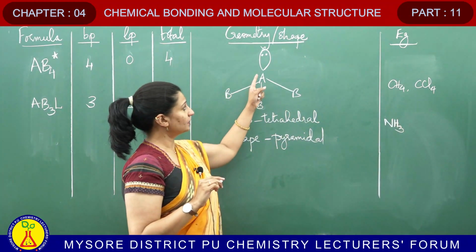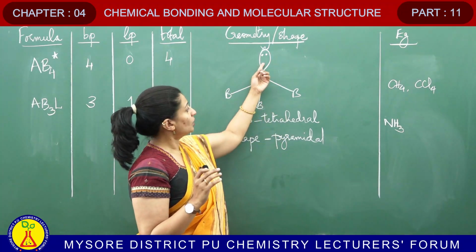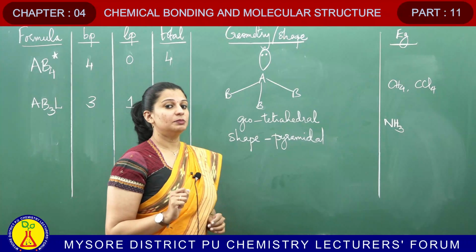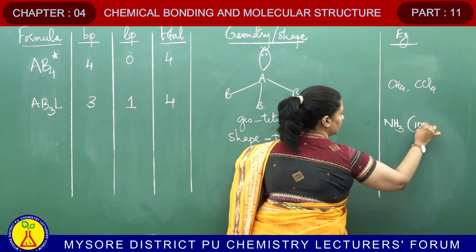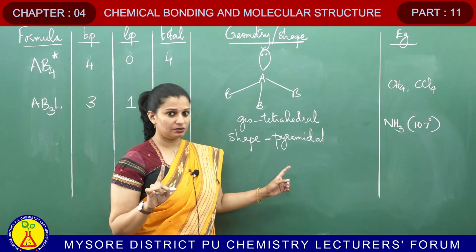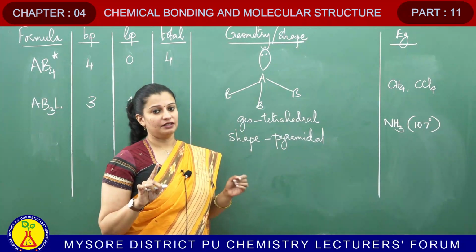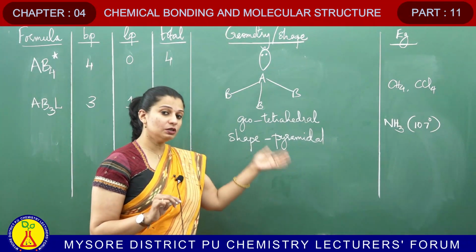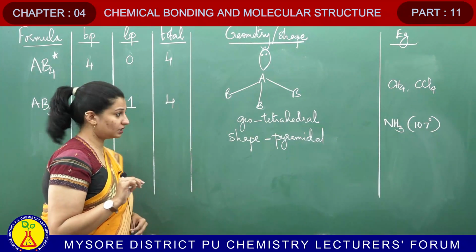NH3. Now, again, because of the lone pair, the bond pairs will come closer. We already saw that in the previous example. To avoid lone pair bond pair repulsions, the bond pairs come closer, which means the bond angle will be less than 109 degree 28 minutes. For ammonia specifically, I would like you to remember that the bond angle is 107 degree. I do not mean that all pyramidal shapes have 107 degree. No, I mean ammonia is having a bond angle of 107 degree. What is the reason for the decrease in bond angle? To avoid lone pair bond pair repulsion, the bond pairs will come closer. So, this is your AB3L.